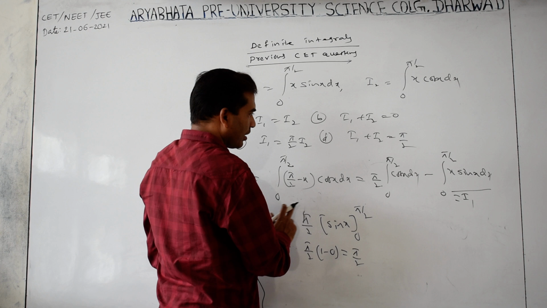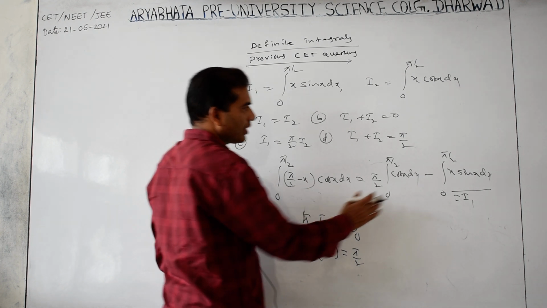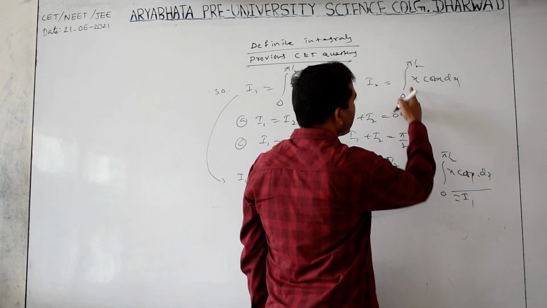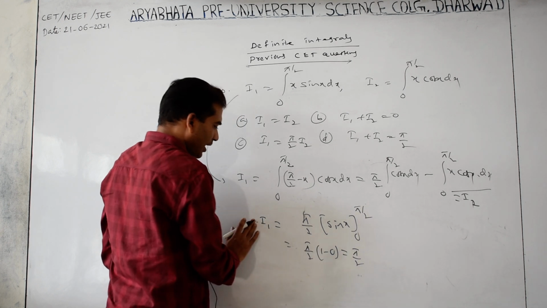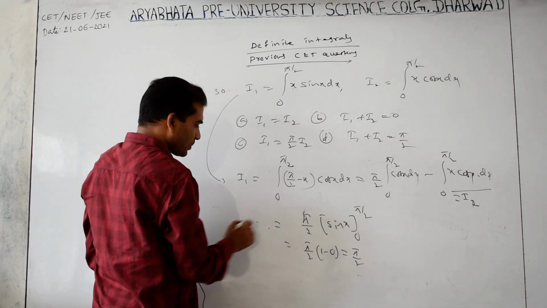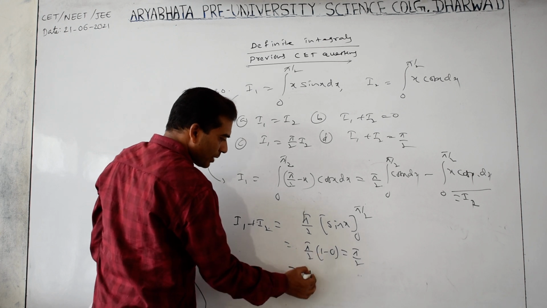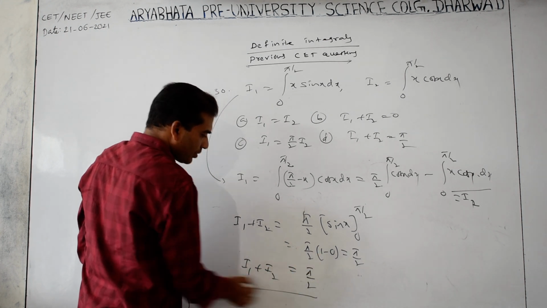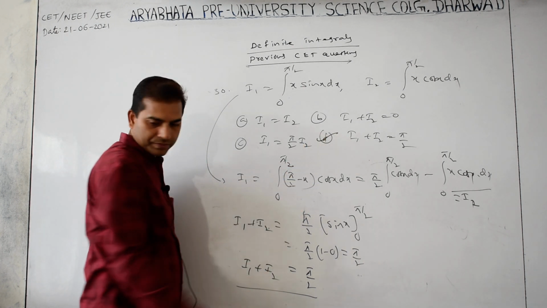Otherwise, here the integration of x cos x, 0 to pi by 2 x cos x dx, is I2. Here I1 and I2, transpose this side, I1 plus I2 is equal to pi by 2. This is the answer, I1 plus I2 equals pi by 2, which is correct. D option is right.